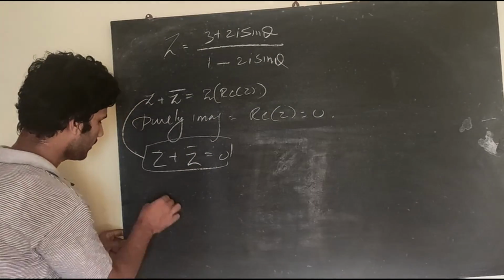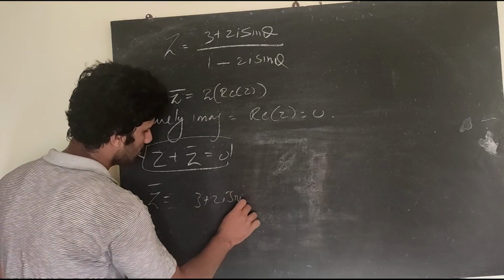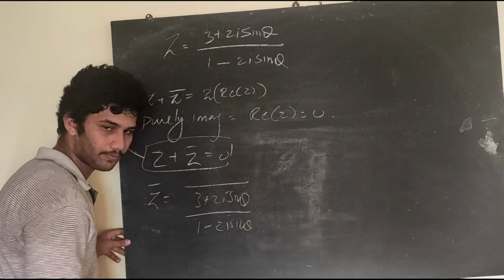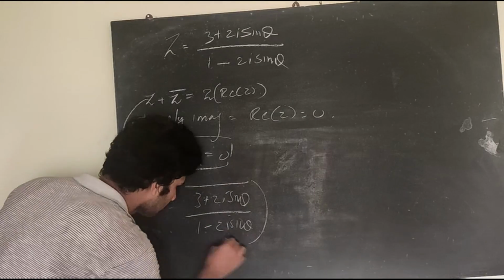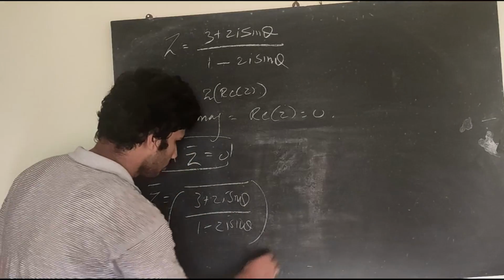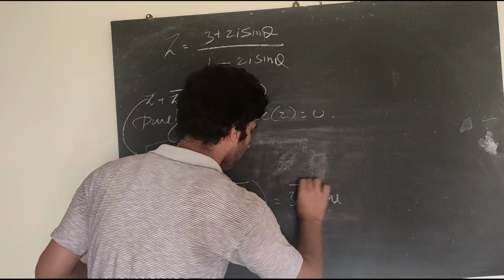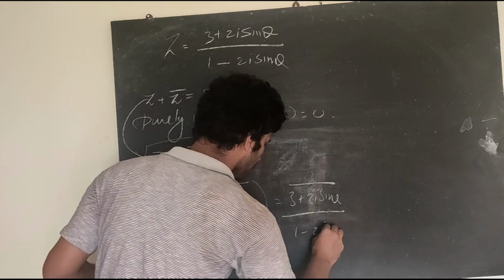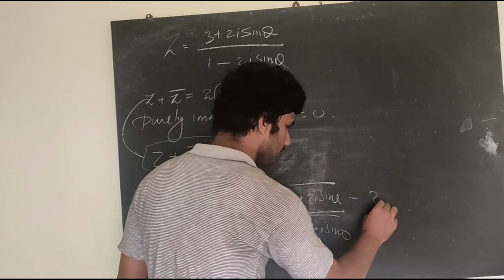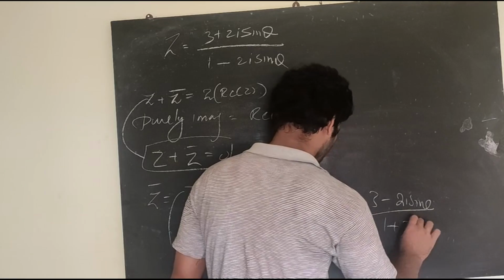Now let's take the conjugate. What will be z bar? It will be (3 + 2i sin θ) / (1 − 2i sin θ), the whole bar. As we have discussed just now, in division the conjugate gets split up. So this is actually the conjugate of (3 + 2i sin θ) divided by the conjugate of (1 − 2i sin θ), right? And that is (3 − 2i sin θ) / (1 + 2i sin θ).